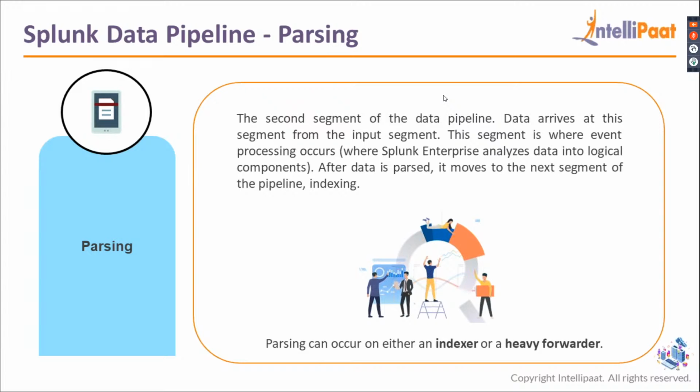Then parsing. We talked about it just now. Data arrives, and when the data arrives, the pre-processing occurs. Splunk Enterprise analyzes the data into logical components. It does field extraction: the raw data comes in, and Splunk tries to analyze this raw data and identify what fields the reader might need to know. So it assigns those fields based on its own knowledge and based on the criteria we provided also.